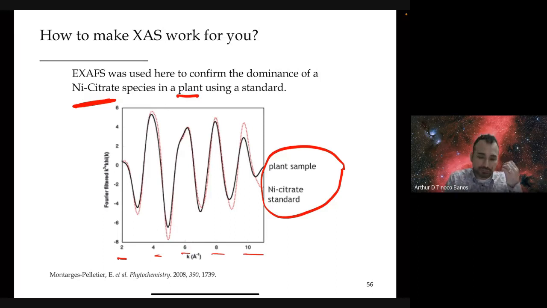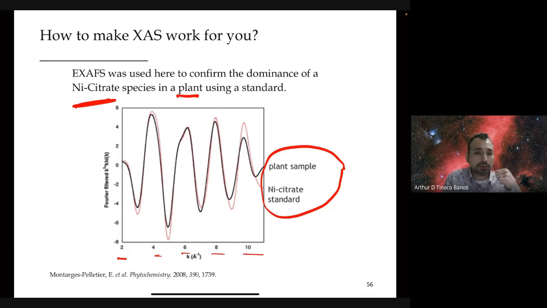Now, I don't expect you to understand this technique, and obviously we haven't talked about the processing or anything. That's not the point of this. But the objective is for you to be aware that there are really powerful techniques that are available to your use to determine metal-containing species, right?